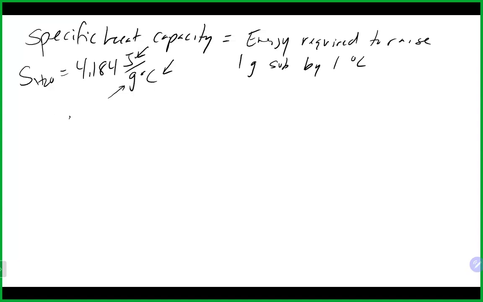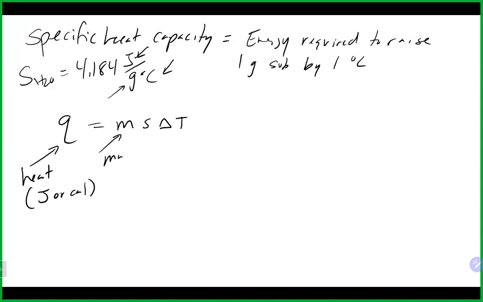There is an equation that goes with that. Q is equal to m s delta T. Q is energy or heat, and that has units of joules or calories usually. M is mass, which has units of grams. S is our specific heat capacity, which has either joules per gram per degree Celsius or calories per gram per degree Celsius. That is the one that has all 3 units, and it's oftentimes confused with Q.